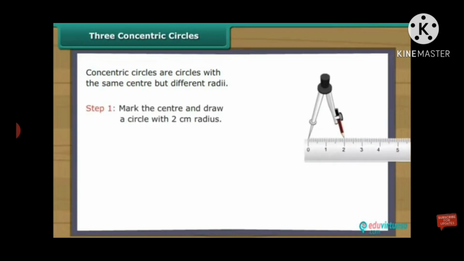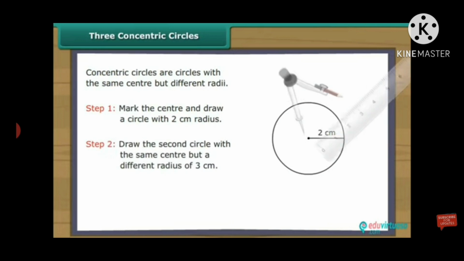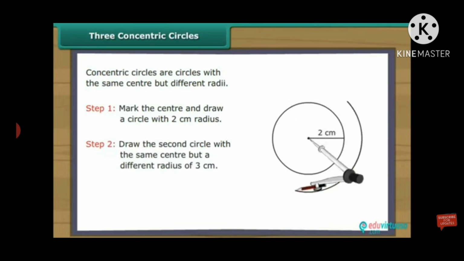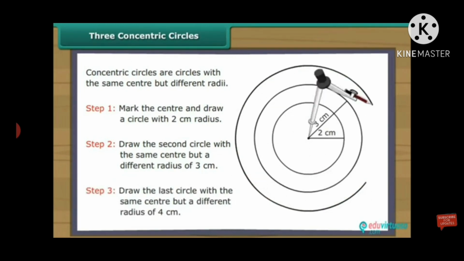3 concentric circles. Concentric circles are circles with the same center but different radii. Let us now draw 3 concentric circles with the radii 2, 3, and 4. Mark the center and draw a circle with 2 centimeters radius. Draw the second circle with the same center but a different radius of 3 centimeters. Draw the last circle again with the same center but a different radius of 4 centimeters. We have 3 concentric circles.